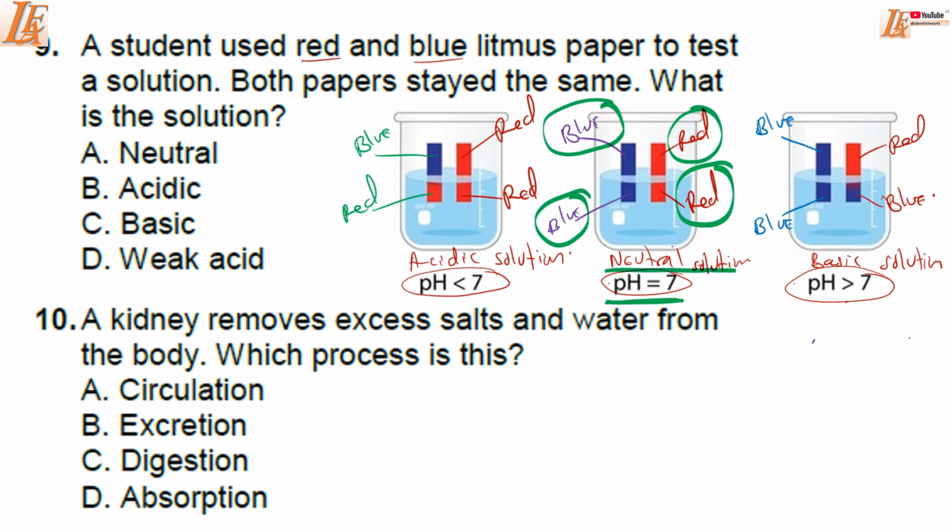So therefore in this case the correct answer is that the solution is neutral, that is the A. Then question 10, a kidney removes excess salt and water from the body.